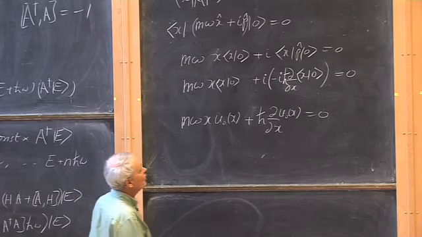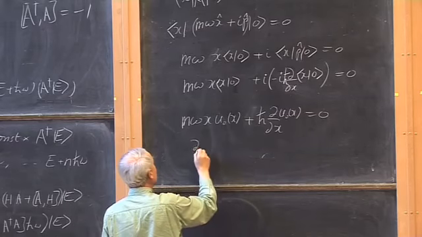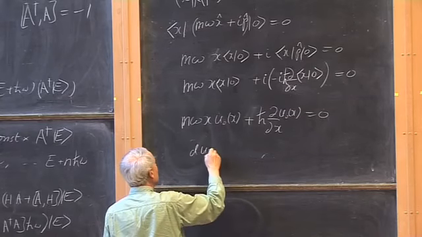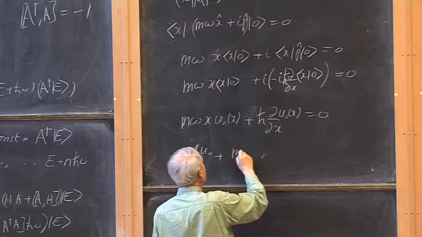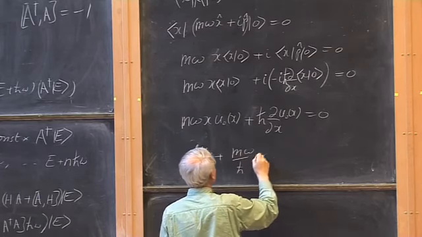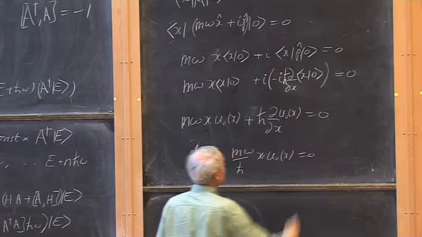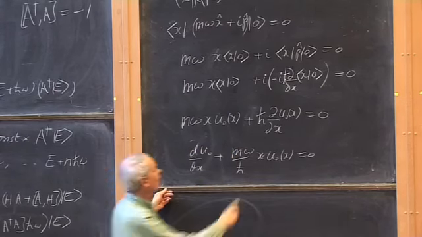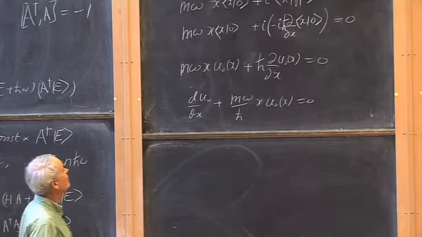We solve such equations by using an integrating factor. Just to get this into standard form, I would actually write this as du naught by dx plus m omega over h bar x u naught. This is the standard form for a first order linear equation, which you should remember from Professor Ross's course in the first year.